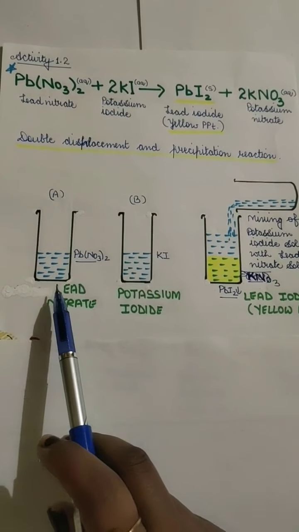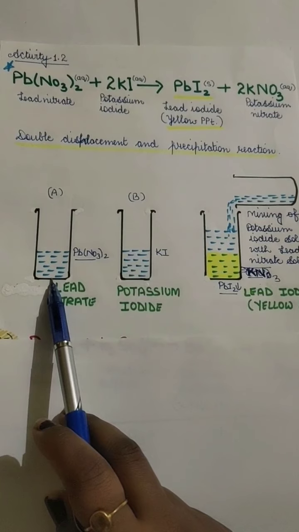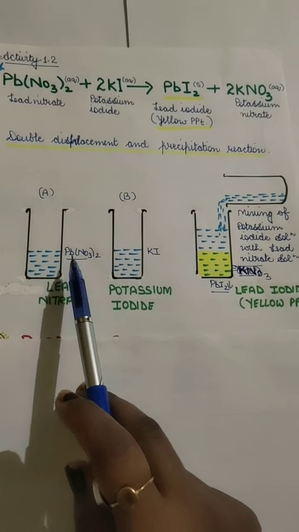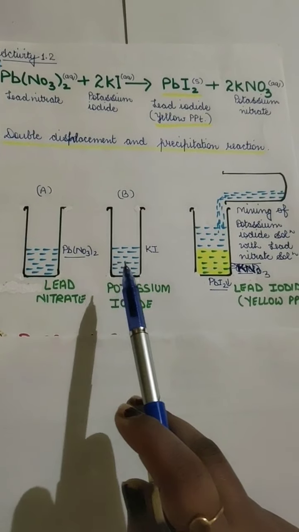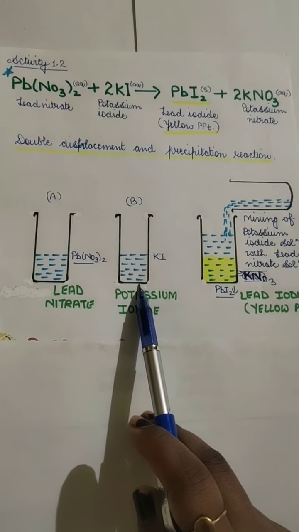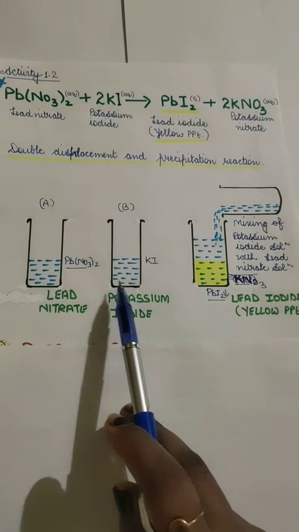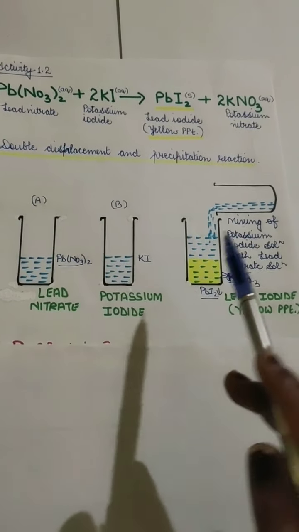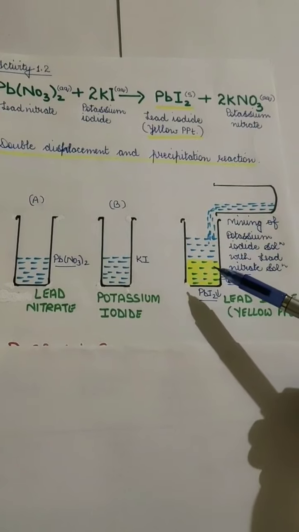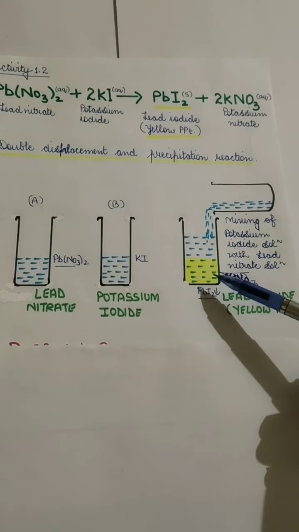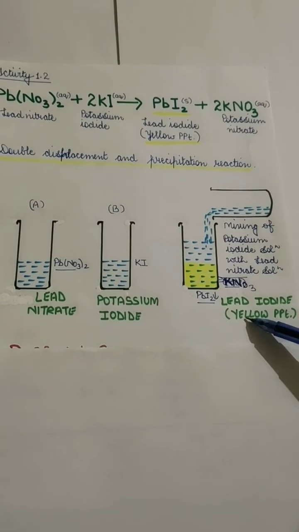We will be having 2 test tubes. Into one test tube we will have a solution of lead nitrate. Lead nitrate is Pb(NO3)2, and into the other test tube we will have a solution of potassium iodide. So both of the salts will be in solution form. After mixing potassium iodide into the lead nitrate solution, we will get lead iodide precipitate at once.